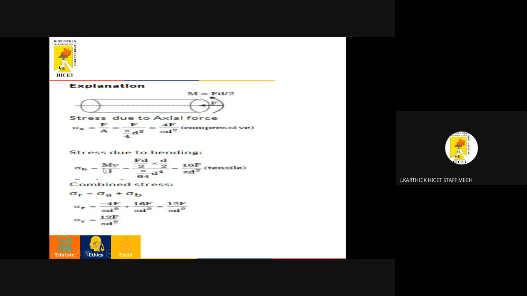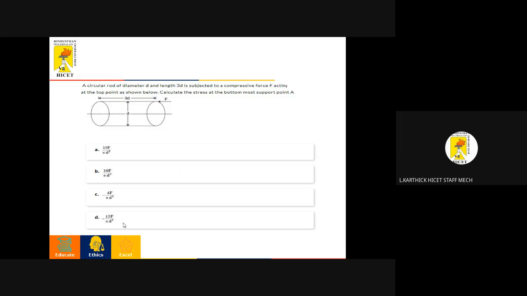And due to bending, sigma b equal to My by I, it is equal to Fd by 2 into d by 2 by pi by 64 into d power 4. So finally, we will get 16F by pi d square, tensile. So combined stress sigma r equal to sigma A plus sigma b. By solving this, finally, we will get sigma r equal to minus 12F by pi d square. So we need to understand what is actually given and what we're going to calculate.